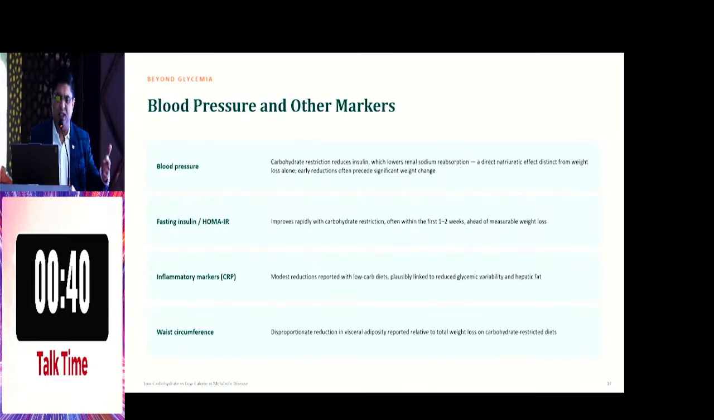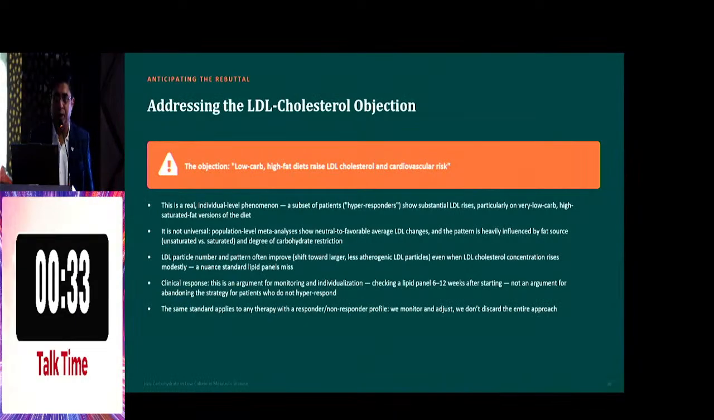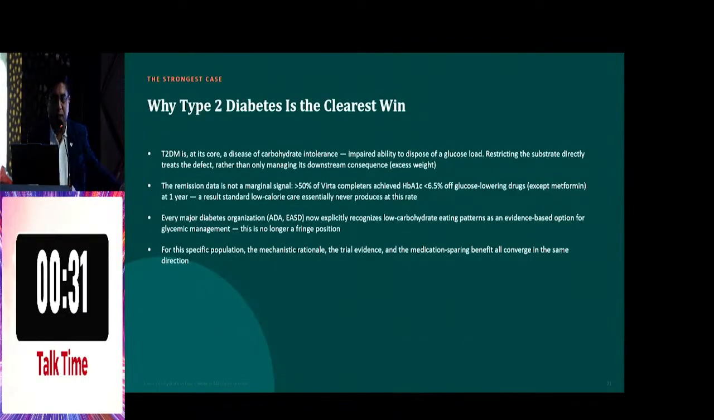Blood pressure, fasting insulin, inflammatory markers, waist circumference, everything improved with low carbohydrate diet. Sustainably, that is more important, sustainably. And quickly, type 2 diabetes is the clearest win. Yes, type 2 diabetes is at its core a disease of carbohydrate intolerance, more importantly, impaired ability to dispose of a glucose load. And the remission data is not a marginal signal.